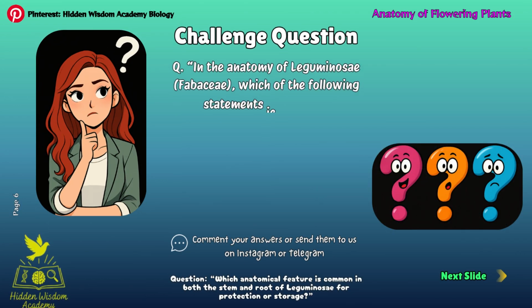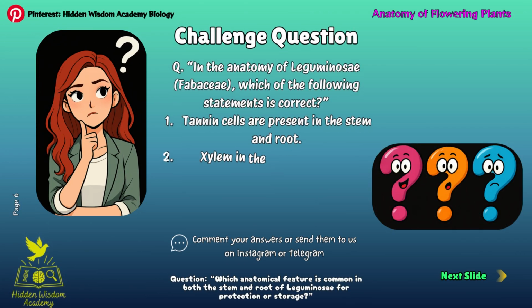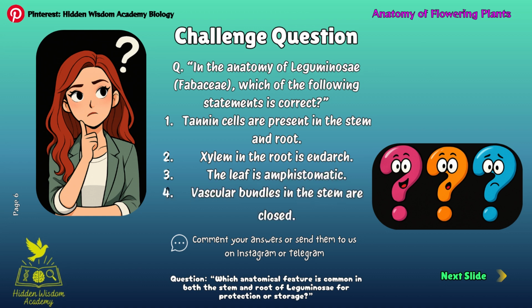Here's your challenge question for today. In the anatomy of Leguminosae, Fabaceae, which of the following statements is correct? Is it option A? Tannin cells are present in the stem and root. Is it option B? Xylem in the root is endarch. Is it option C? The leaf is amphistomatic. Or is it option D? Vascular bundles in the stem are closed.